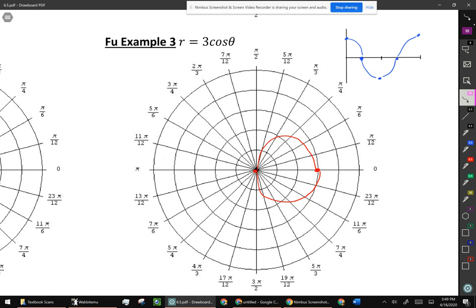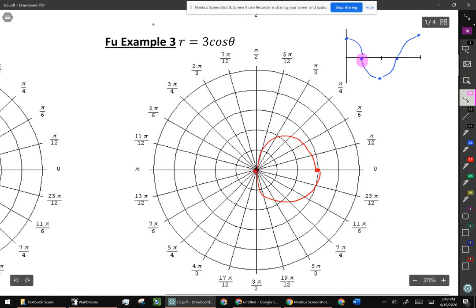A negative radius means that instead of drawing anything in quadrant 2, you draw in quadrant 4. And so if you think about it, initially you had a maximum of 3 and you were drawing the top half of the circle, right? That's this part.